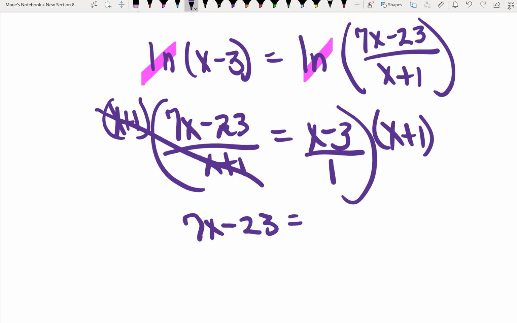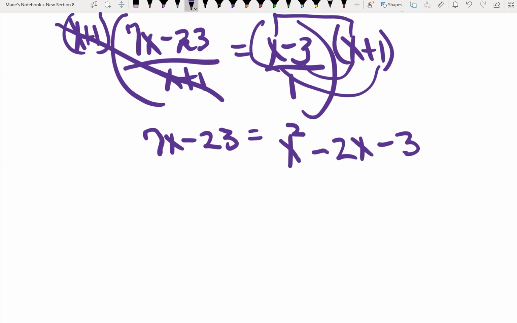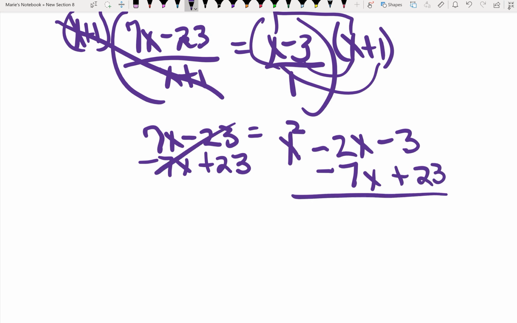is equal to basically a trinomial, because once you do FOIL, x times x, x squared, inner, outer, that leaves you negative 2x minus 3. Subtract the 7x and add the 23. So this gives you 0 is equal to x squared minus 9x plus 20.